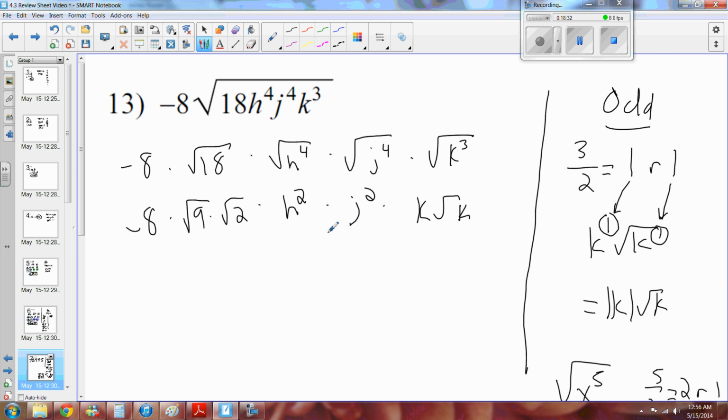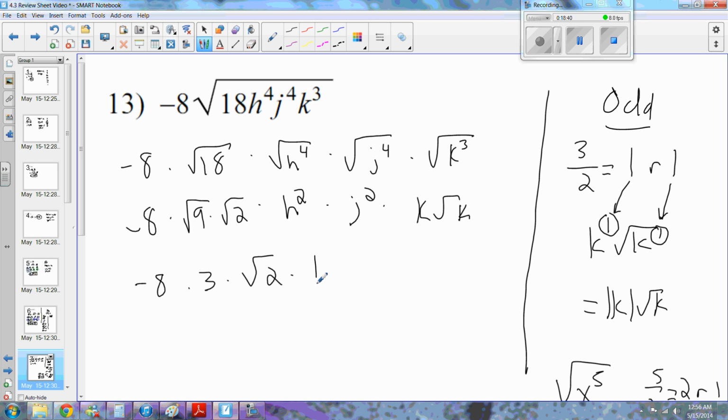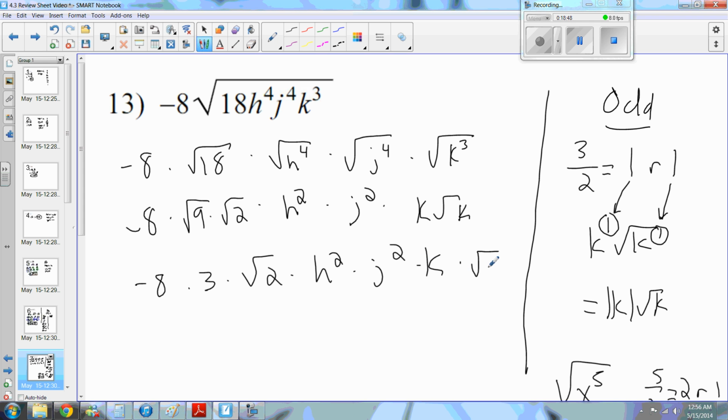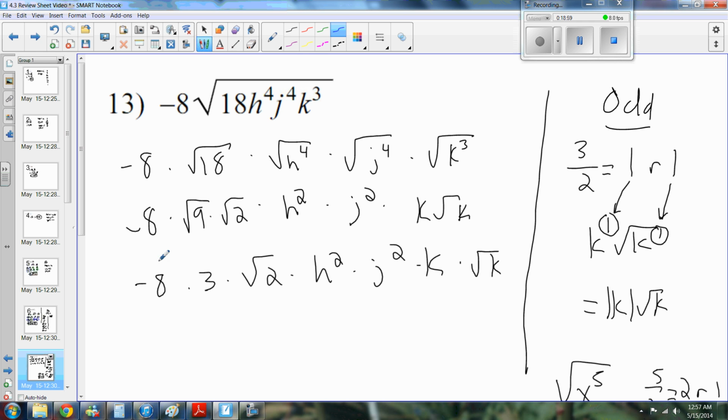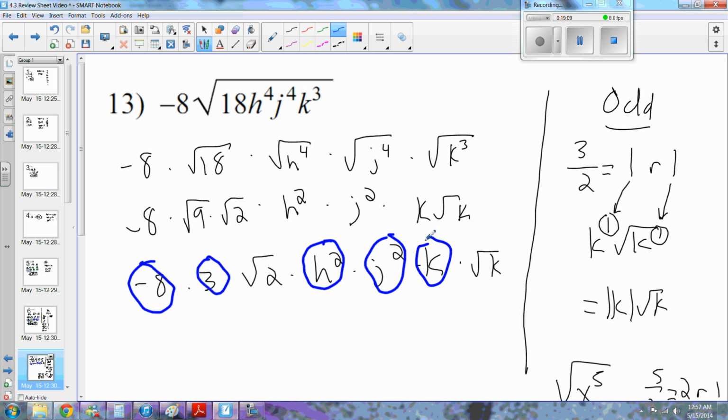Not saying that that's an amazing thing to do, but that's possible if you want to think about it as a pattern. So root 9 is 3. Root 2 stays. H squared stays. J squared stays. K root k. You want to think about this as a product, k times root k. So you want to break these into the two products. The reason I do that is because when I circle my products that are not underneath radicals, I'm splitting up k and root k. One is and one isn't, meaning that root 2 does not apply. J squared does, k does.